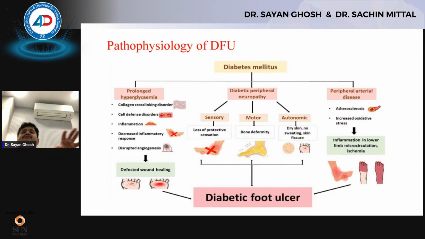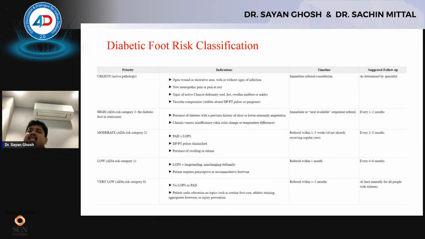So all these 3 factors can ultimately cause foot ulcers. Next slide. The diabetic foot risk classification on a priority basis, with indication, type, and suggested follow-up. The active pathology based categories are urgent, high, moderate, low, and very low. What is urgent? That is active pathology: an open wound or ulcerative area with or without signs of infection. So the ulcer is already wide, but there may or may not be any signs of infection.